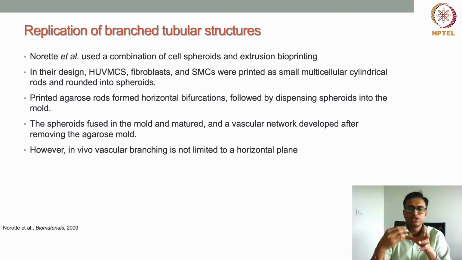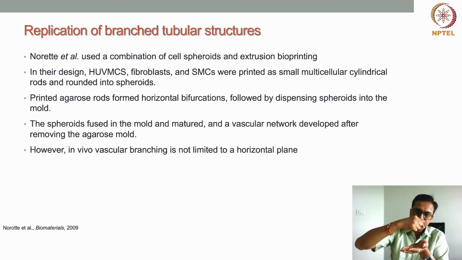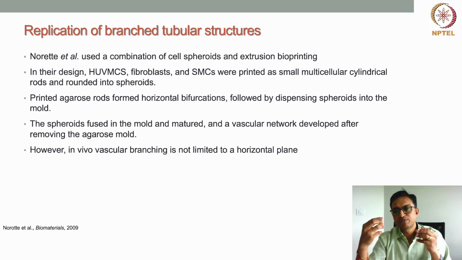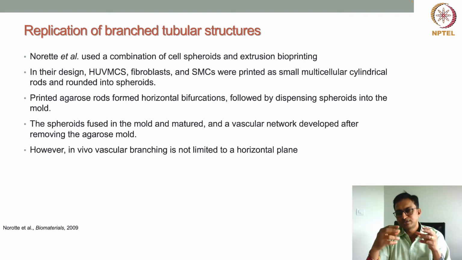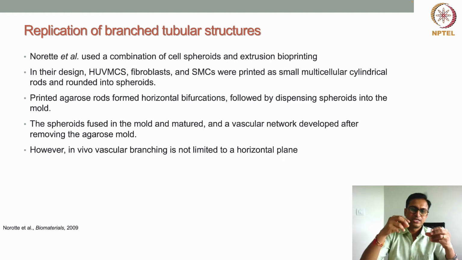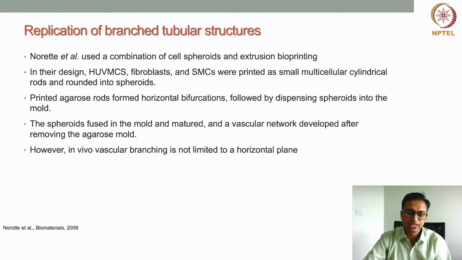can be very well generated. Now if I put another agarose cylinder in between the spheroids, I can come up with a tube-like structure. Then the tube-like structure can be developed with the agarose cylinders as a supporting material. Now I can create bifurcation also by using some other agarose cylinders and putting the spheroids in that fashion. By doing that, the spheroids will fuse to each other, and they will mature, and a vascular network will develop.